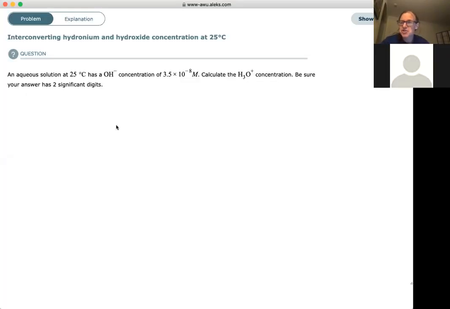By the way, this is section 16.2 if you're interested. Interconverting hydronium and hydroxide concentration at 25. I said 20 degrees C. I think it's actually 25, but not a big deal. An aqueous solution at 25 degrees C has a hydroxide concentration of 3.5 times 10 to the negative 8 molar, right? Calculate H3O plus concentration. In other words, calculate the hydronium concentration. Be sure your answer has 2 significant digits, okay?